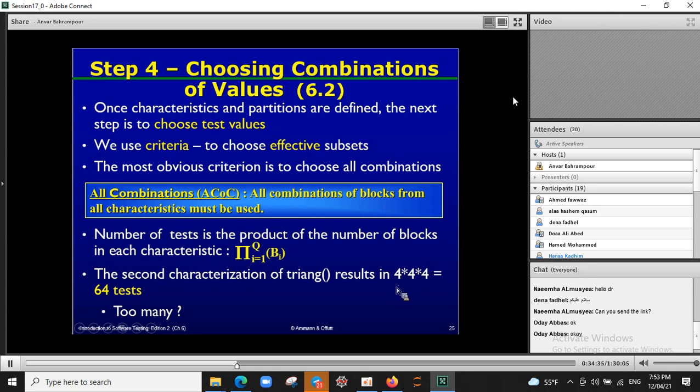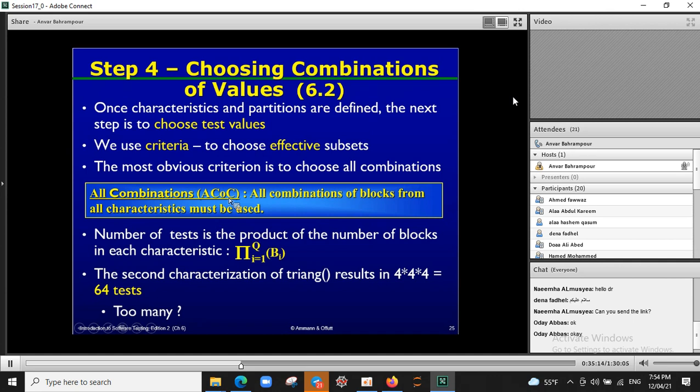We have seen that we have 3 characteristics. Each characteristic partitions the input values for each side of the triangle. For each side of the triangle, we could choose from 4 blocks. So we have the product of the number of blocks for each side of the triangle, and we have 4 times 4 times 4, 64 tests. This is too many tests.